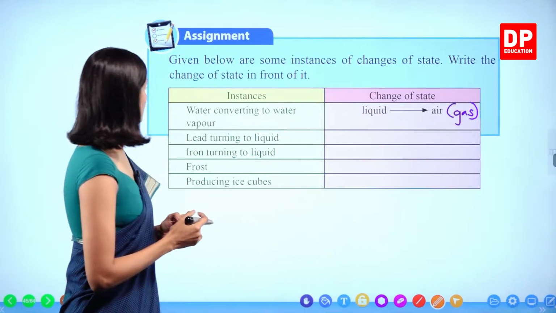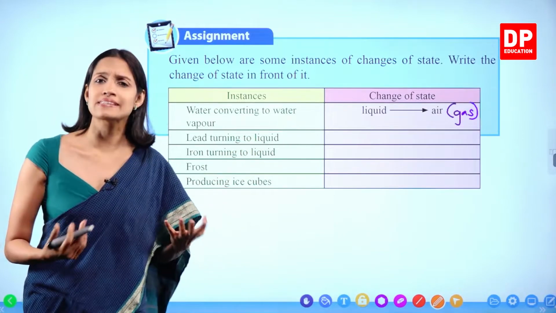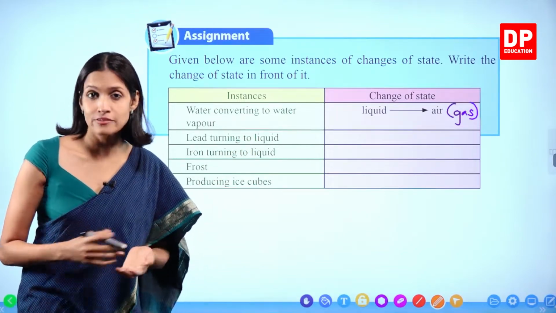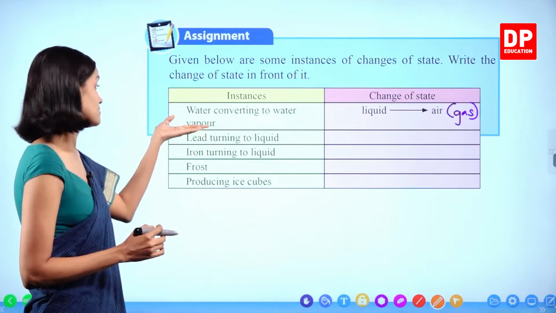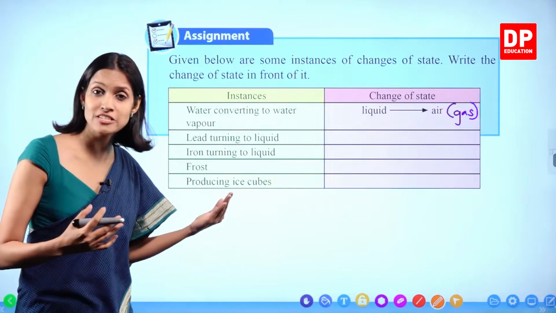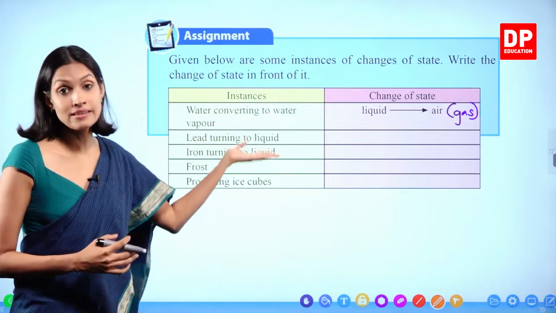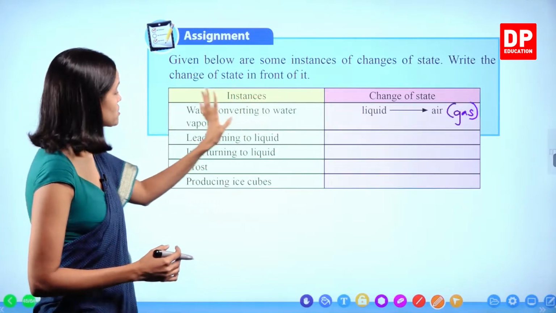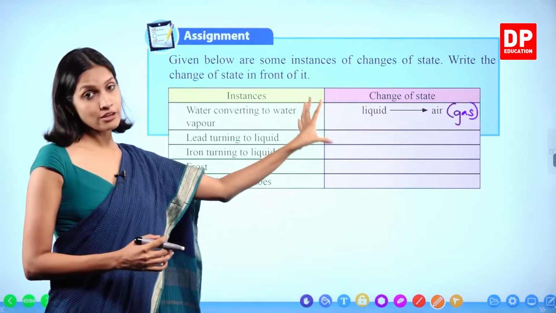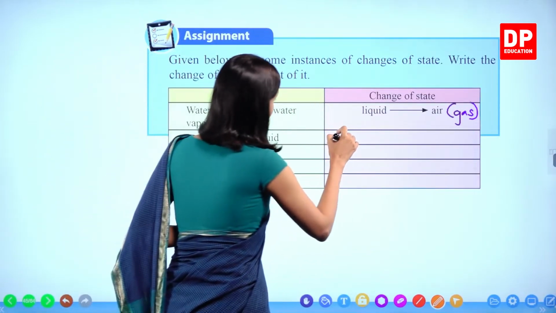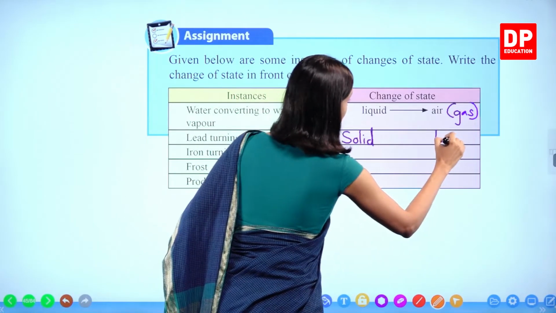Okay. Next one. Lead turns into liquid. What is lead? Lead is a type of metal. Okay, so lead is in its solid state. So when we heat lead, this metal, up to a very high temperature, it will melt, which means it starts to turn into its liquid. Okay, so how to write? Change of state: lead is a metal, turns into liquid means the liquid state. Let's write solid to liquid.